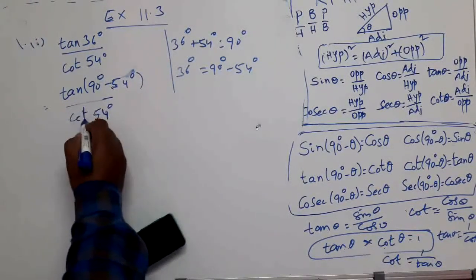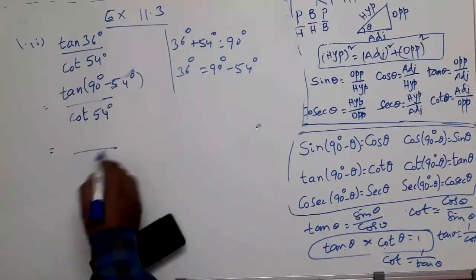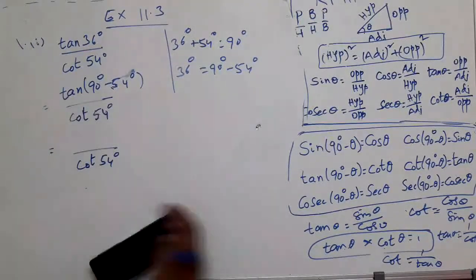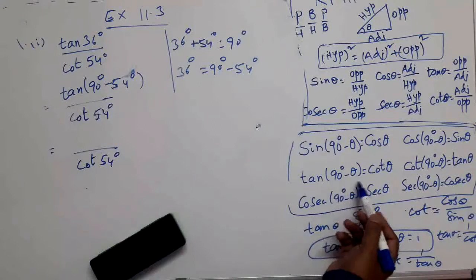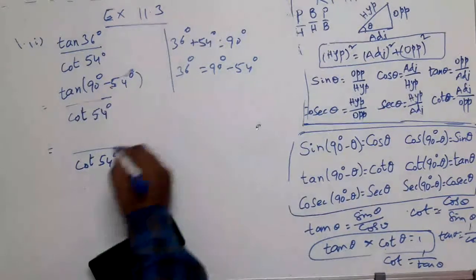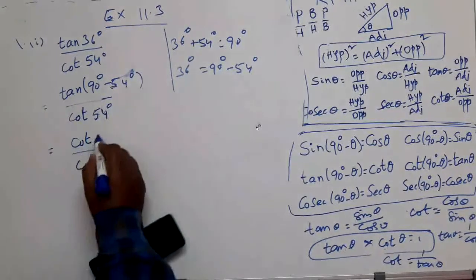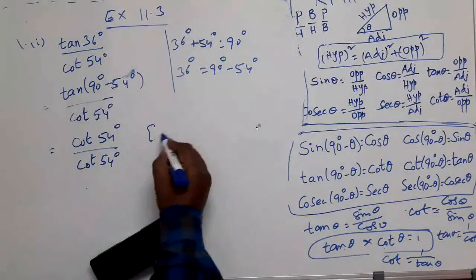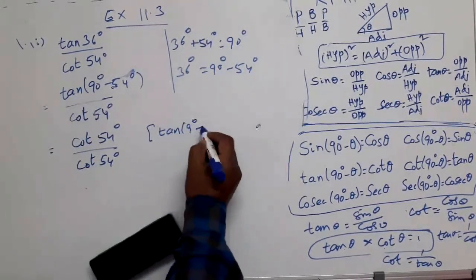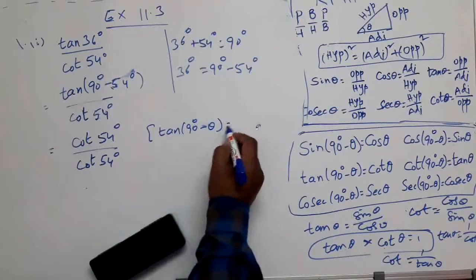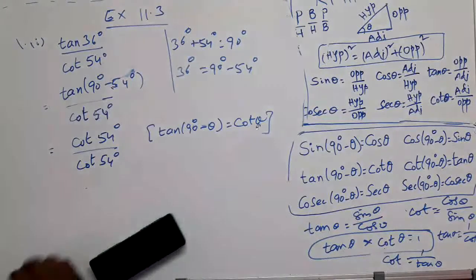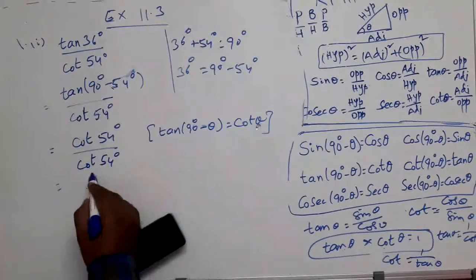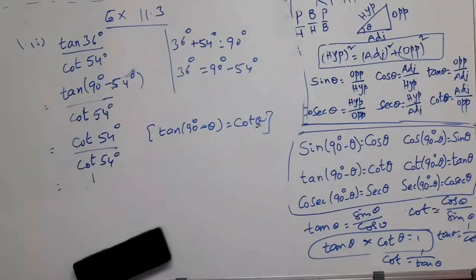Yes. Now tell me, what else can I write now? Again, I am leaving the denominator as it is. Now this is of the form tan 90 degrees minus something. Tan 90 degrees minus theta can be written as cot theta. So this can be written as cot 54 degrees. Why? Because we have used that formula, tan of 90 degrees minus theta is cot theta. So now what have I observed? These two are same. So they get cancelled. So your answer is 1.